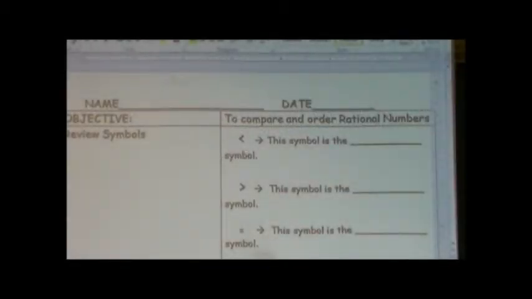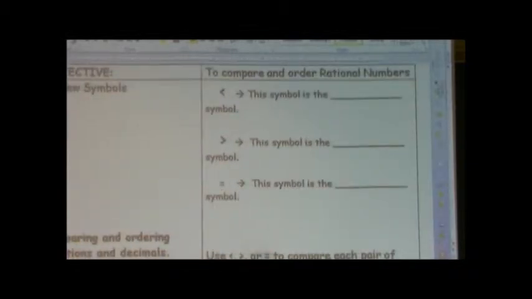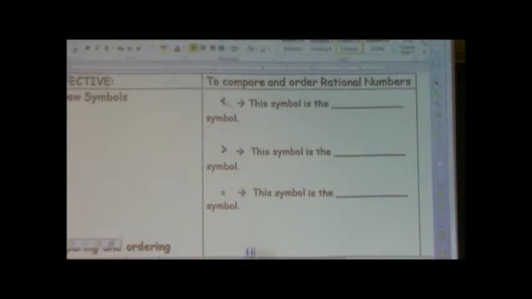Okay, in this video, I'm going to show you how to compare and order rational numbers. We've all seen these symbols right here, where hopefully by now you remember what they mean. And this symbol right here, the little arrow going to the left, is the what kind of symbol? Less than symbol. And then the other symbol right here is the greater than symbol.